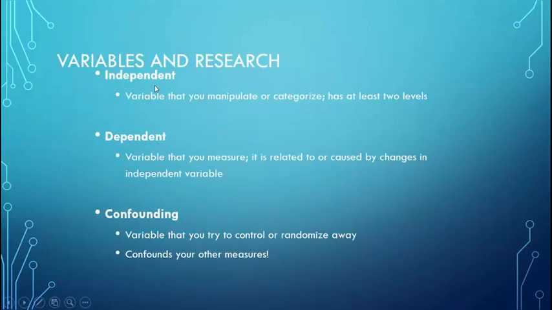So as we said, the independent variable is the variable you manipulate, and it has at least two levels. You must be comparing at least two groups. The dependent variable is the one that you measure. It's related to or caused by changes in the independent variable. And we didn't talk about this much, and we won't too much in this class, but there are other variables we call confounding variables. These are ones you want to think about. These are variables that you try to control or randomize away in your research study. These are ones that can make the patterns in your data hard to understand.